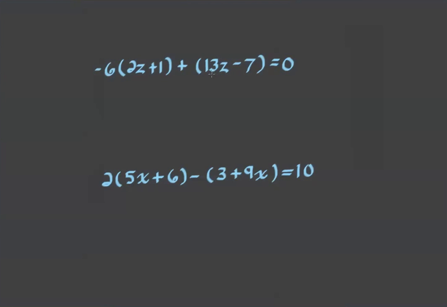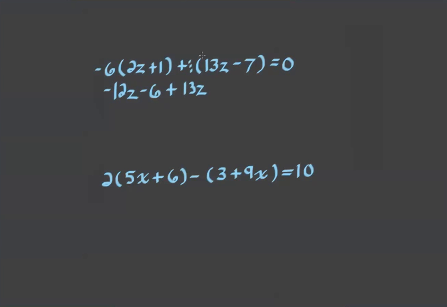So let's get started. Let's start by distributing -6 to both these terms. -6 and positive 2z gives us -12z. -6 and positive 1 gives us -6. Whenever there's not a coefficient outside of a grouping symbol, we assume that there is a 1 there. So 1 and positive 13z gives us positive 13z. Positive 1 and -7 gives us -7, which equals 0.